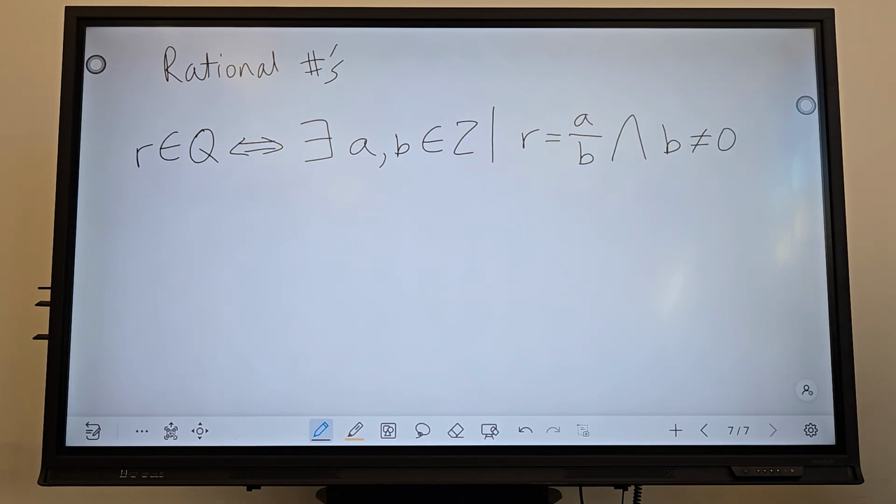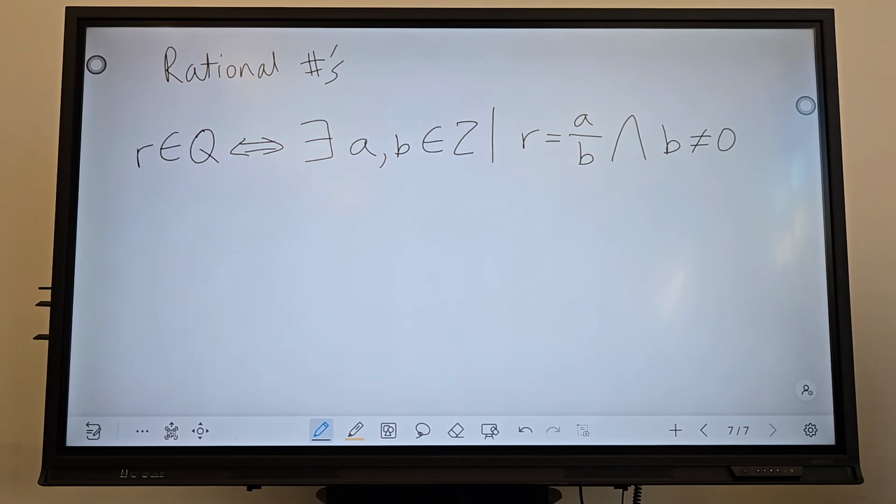So is 10 divided by 3 a rational number? Yeah. 0.281, is that a rational number? 281 over 1,000. 7, is 7 a rational number? Yeah. Is 2 over 0 a rational number? No, because b has to be not 0. It has to be not 0. It could be less than 0, it just can't be 0.